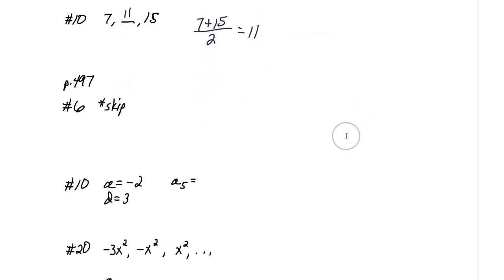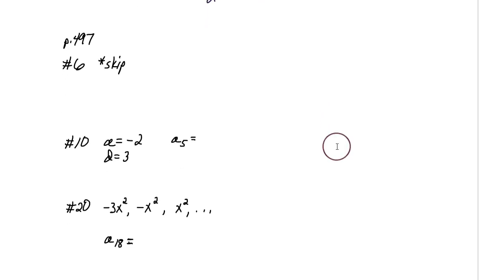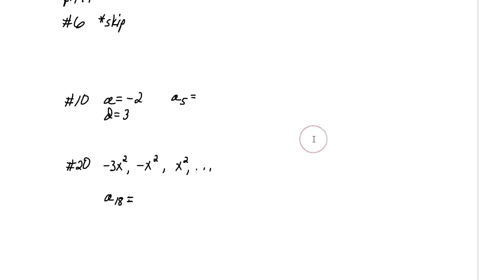You can skip number 6 on page 497 because it uses trigonometry, and we skipped trigonometry in our Algebra 2 class. Next, number 10. Find the nth term using this information. And we're told n is 5, so we want to find the 5th term. To do that, let's use our general formula. A sub 5 equals the value of A plus 5 minus 1 times D. And then evaluate this answer. This is negative 2 plus 12, which makes 10.